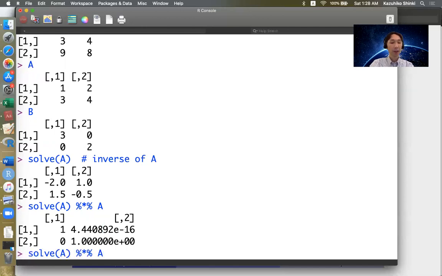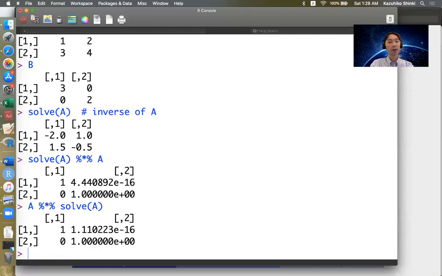And remember the other way around, the matrix product of A and solve of A is 1, 0, 0, 1 again. So in general, matrix multiplication is not commutative. So AB and BA are different. But A times the inverse of A and the inverse of A times A are the same in matrix product.